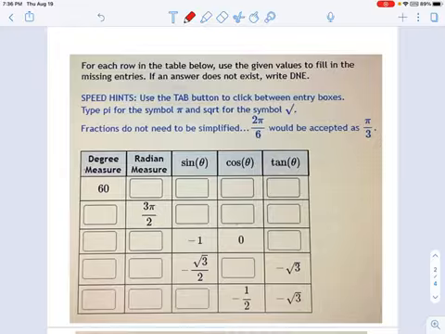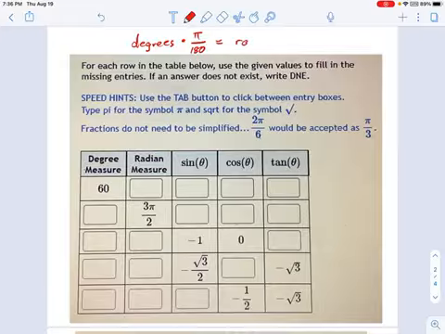I think we can. If you just remember that degrees times pi over 180 equals radians, we can do this no problem. This becomes 60 pi over 180, or in other words, pi over 3. Okay, so some of these things should be pretty straightforward, and you've done this before.